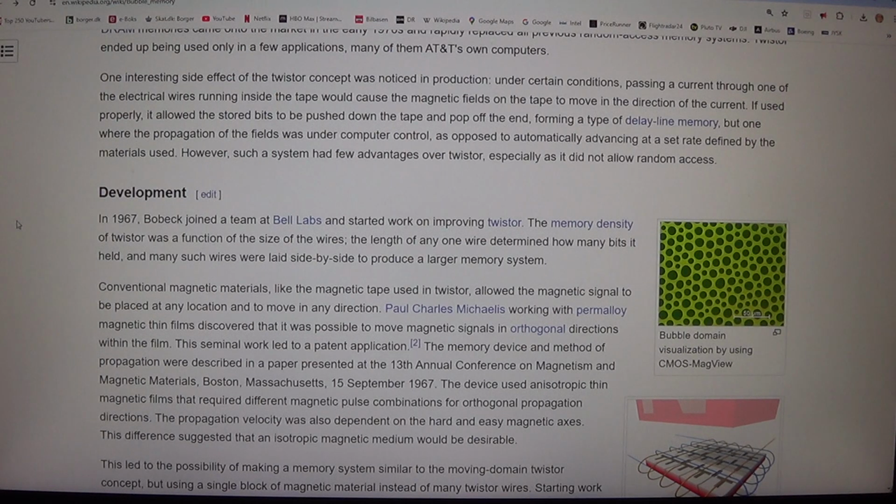One interesting side effect of the twister concept was noticed in production, under certain conditions. Passing a current through one of the electrical wires running inside the tape would cause the magnetic fields on the tape to move in the direction of the current. If used properly, it allowed the stored bits to be pushed down the tape and pop off the end, forming a type of delay line memory, but one where the propagation of the fields was under computer control, as opposed to automatically advancing at a set rate defined by the materials used. However, such a system had few advantages over Twister, especially as it did not allow random access.